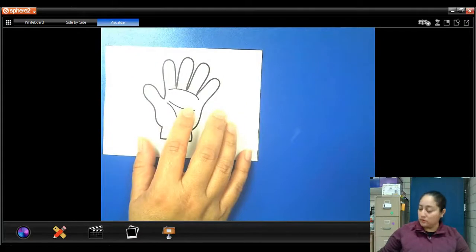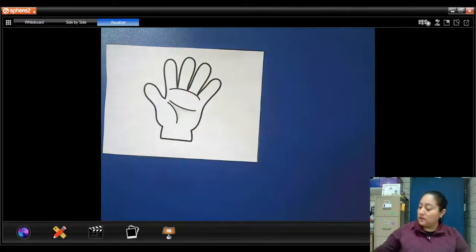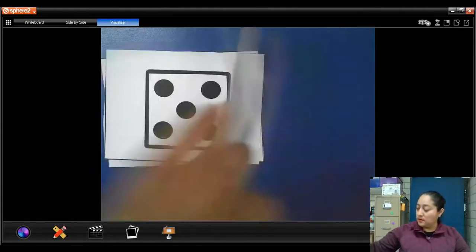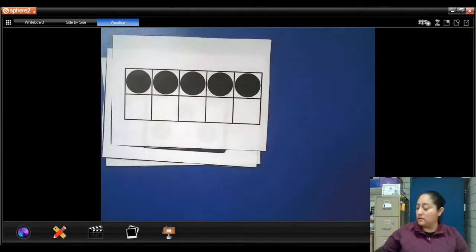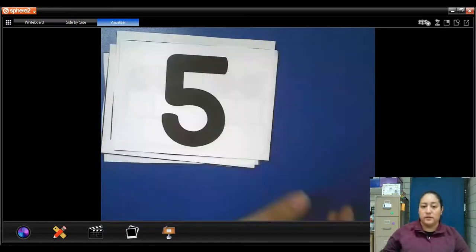How many fingers? 1, 2, 3, 4, 5. How many dots? 5. And how many dots in the 10 frame? 1, 2, 3, 4, 5. And this is what number 5 looks like.